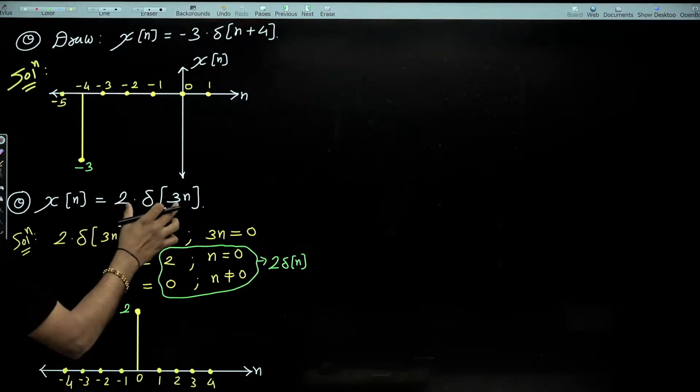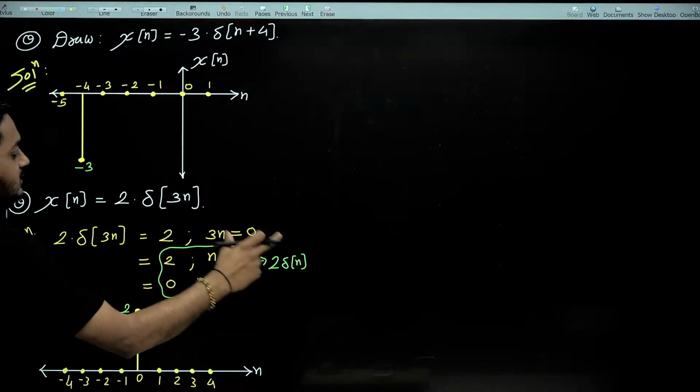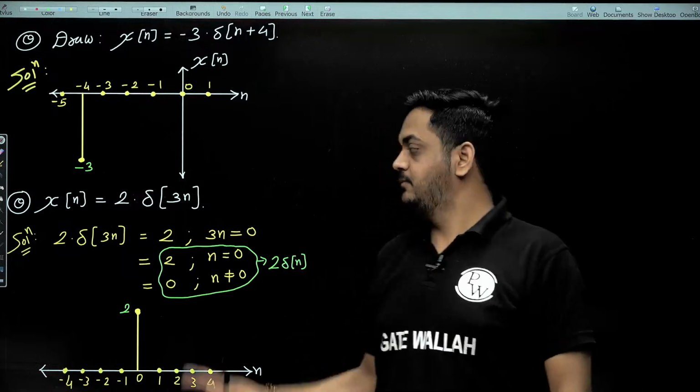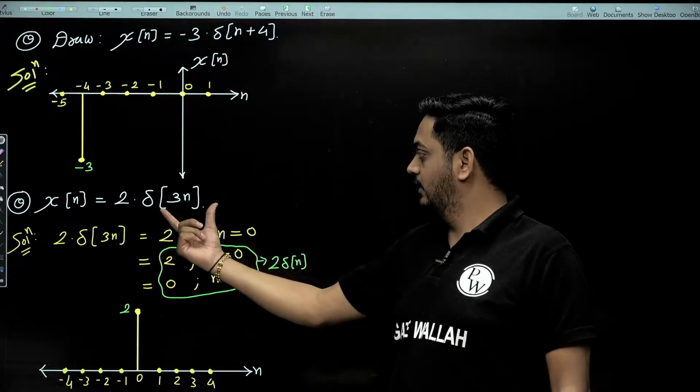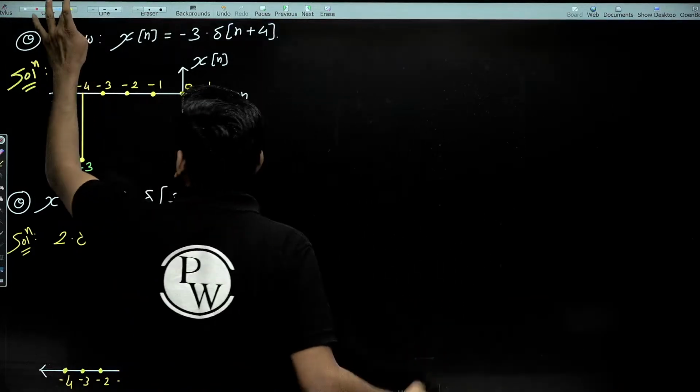So del 3n is equal to what, guys? Del n. Del 3n is equal to del n, guys. Okay, so there is no impact of time scaling on the impulse function, guys. We can see here del 3n is equal to del n. Yes or no? So now what is the conclusion?